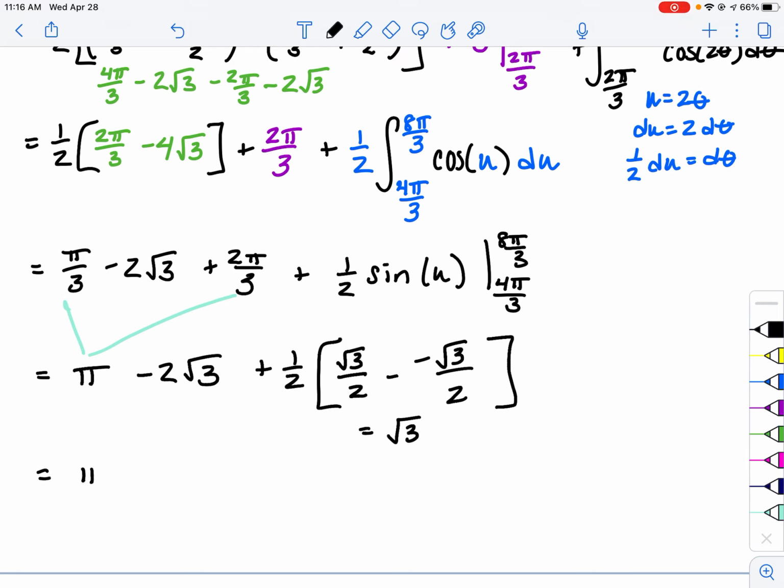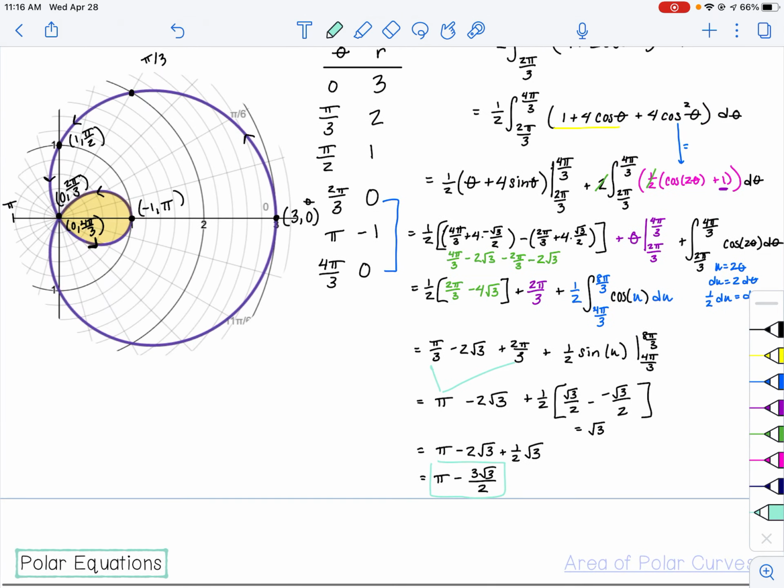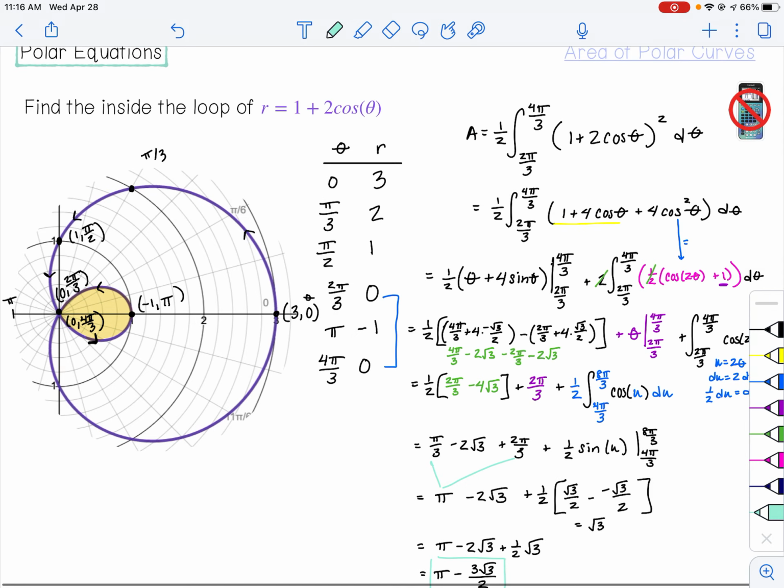And then that's going to be times 1/2. So, okay, we got pi minus 2 root 3 plus 1/2 root 3. So that's going to give me pi. That's minus 4 plus 1. That's minus 3 root 3 over 2 as our area inside the loop of that curve.